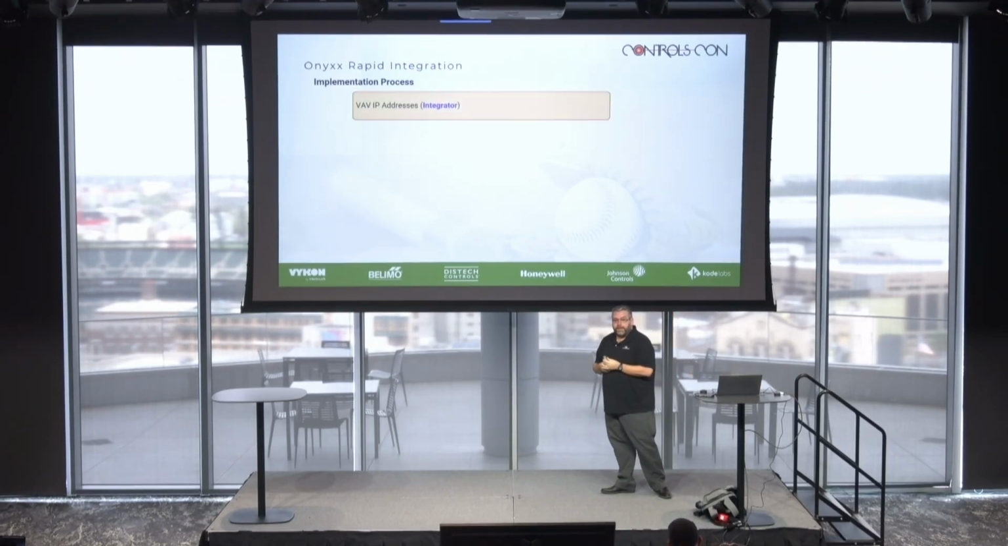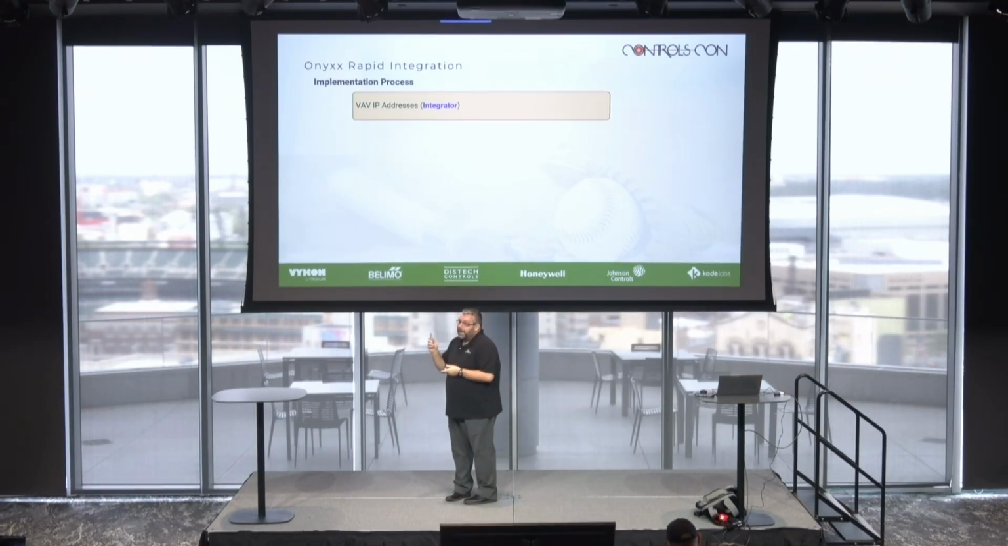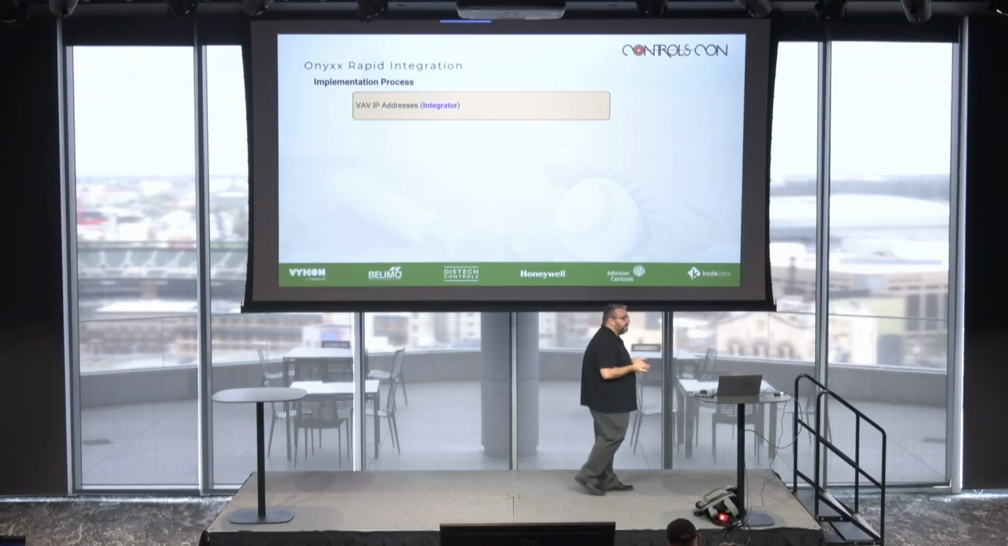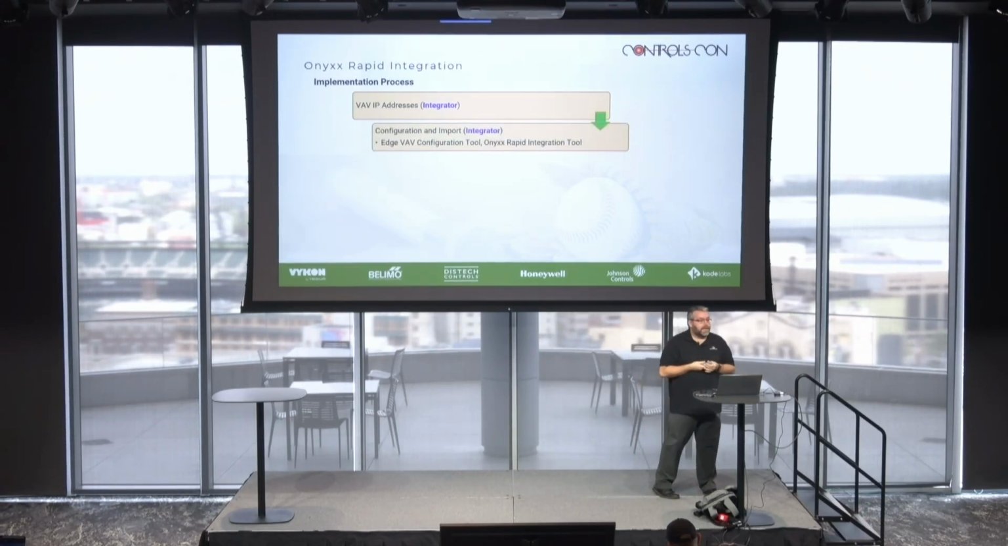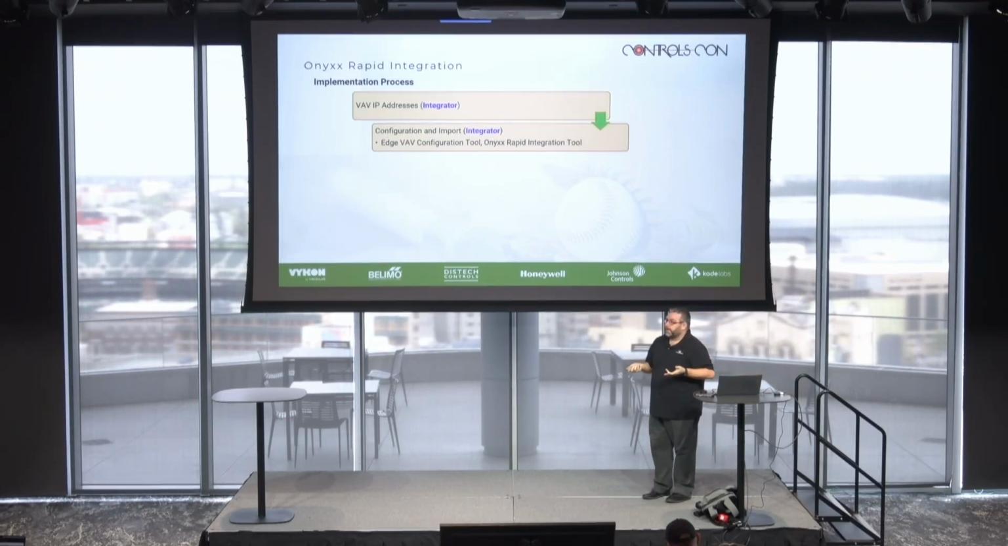Well, the first thing you need to do is, since these are edge controllers, they all need to have IP addresses. Therefore, it is your responsibility to come up with that IP address and set it in every single VAV. Then you're going to use the Edge VAV configuration tool to create your configuration for your VAV. And then you're going to implement the Onyx Rapid Integration tool in the supervisor station.